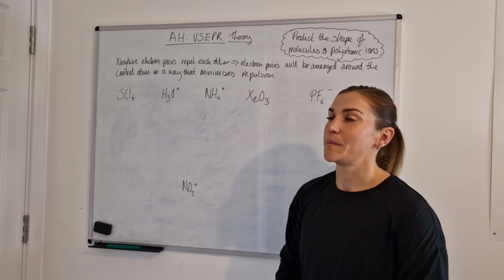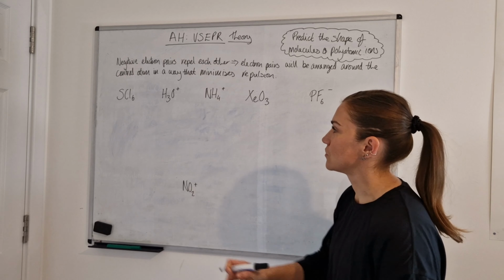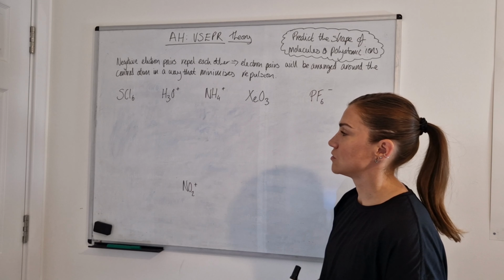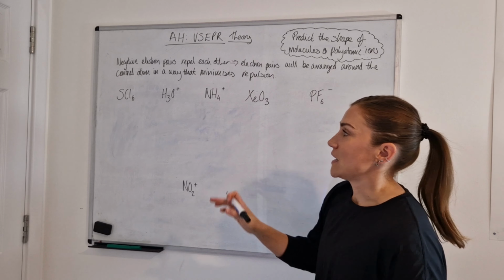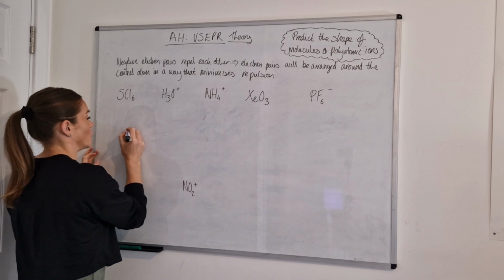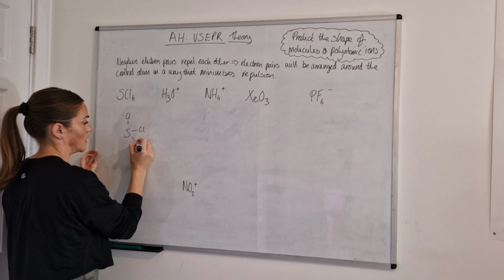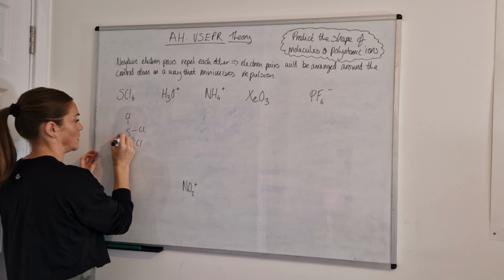Okay, so let's do some polyatomic ion examples, although this one is another molecule just because we have one more shape to show you. So SCl6, we've got a central sulfur with 6 chlorines around it. So again, we'll just drop that down.